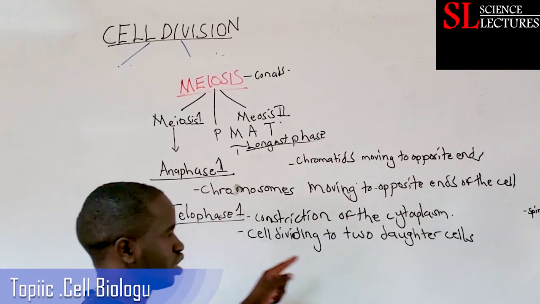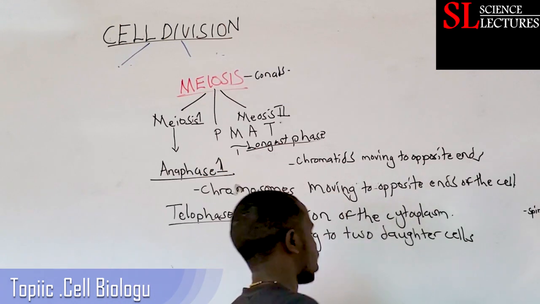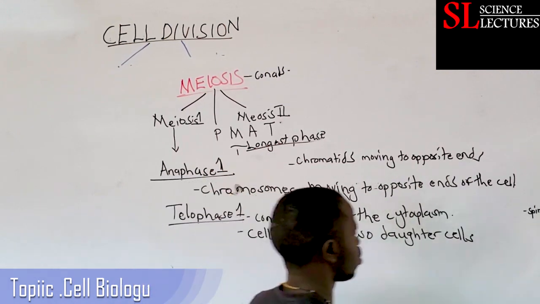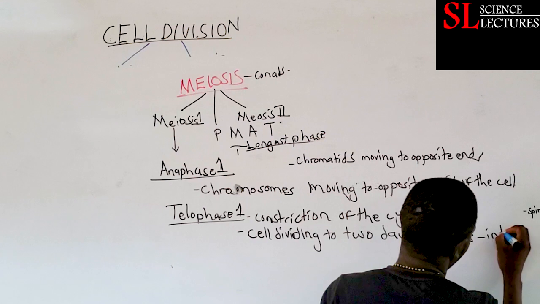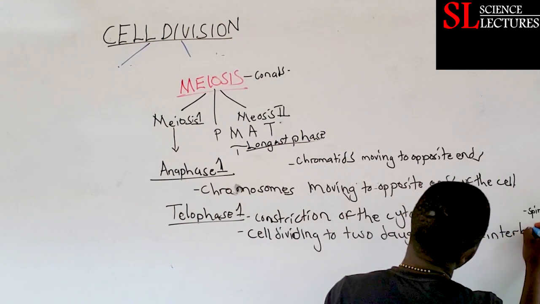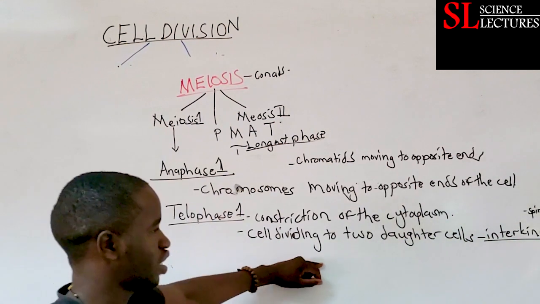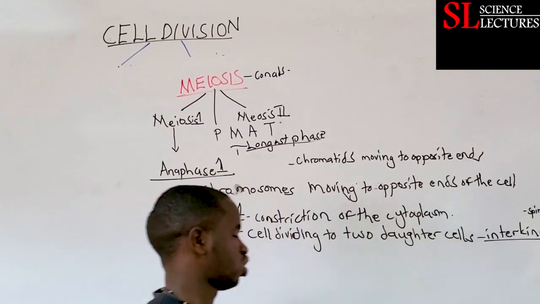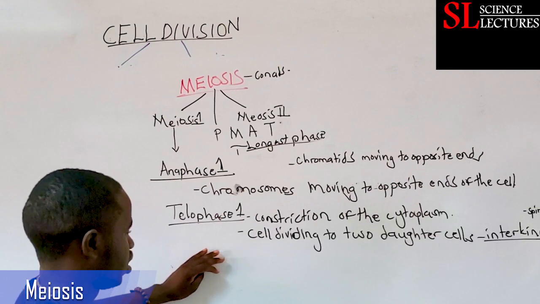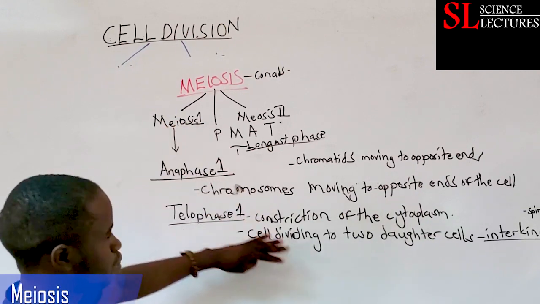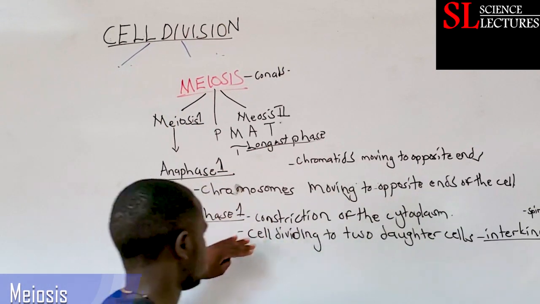By process, last time we said it's cytokinesis, but in meiosis we call it interkinesis. The cells divide into two daughter cells by a process called interkinesis. So that is basically what happens in meiosis 1.